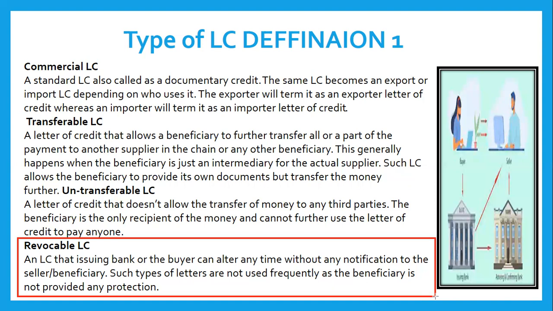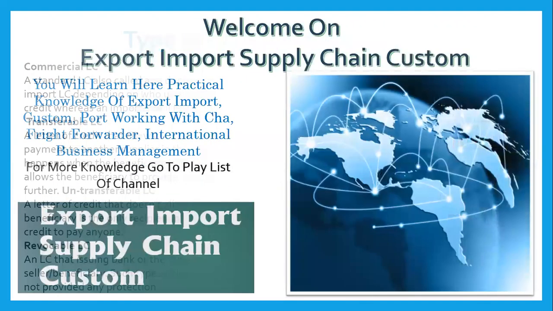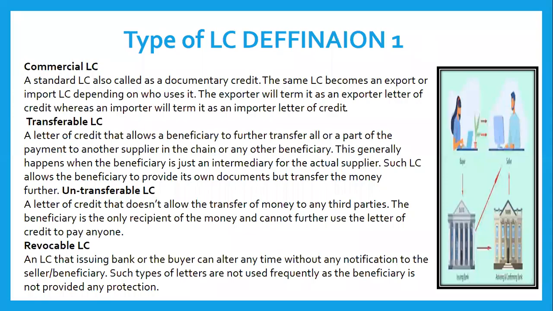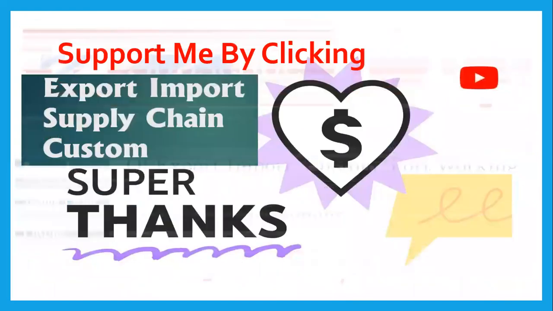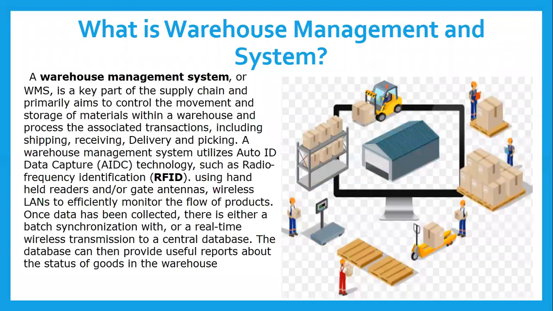For example, we are the exporter and we are going to export goods to another country. In this case, we inform our buyer to open an LC in favor of us. But what if the buyer opens a revocable LC? Then the buyer and the buyer's bank can change any term and condition without informing the supplier. So in this case, this is not good for the supplier.